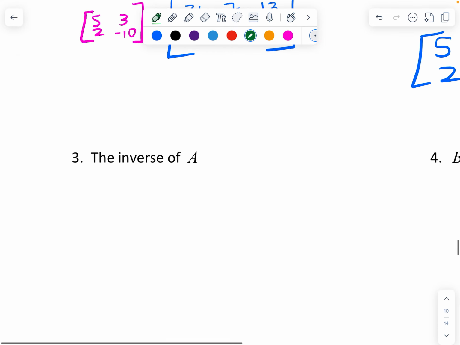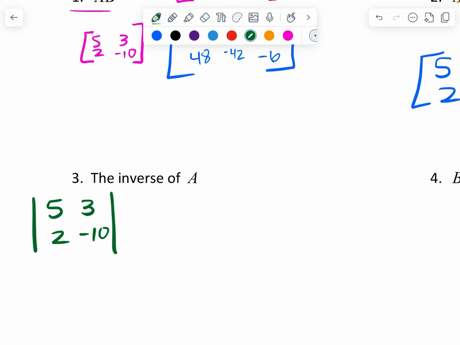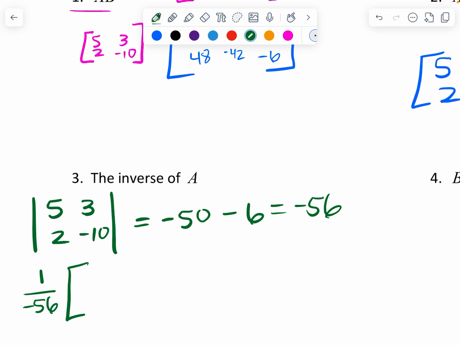This one says to find the inverse of A. So that means I have to find the determinant first. So A is 5, 3, 2, negative 10. The determinant is negative 50 minus 6, so negative 56. So 1 over negative 56. And then I switch A and D around, so this is negative 10, this is 5. Then I take the opposite of B and C.